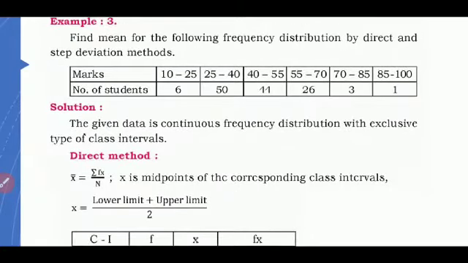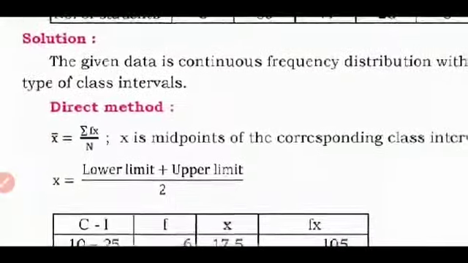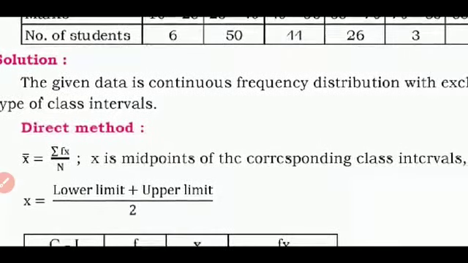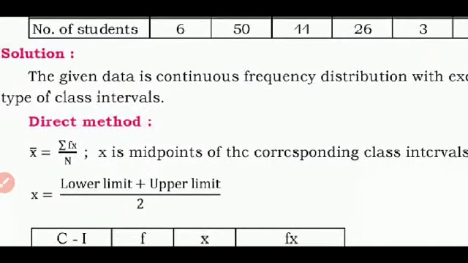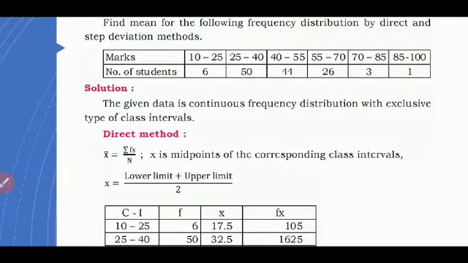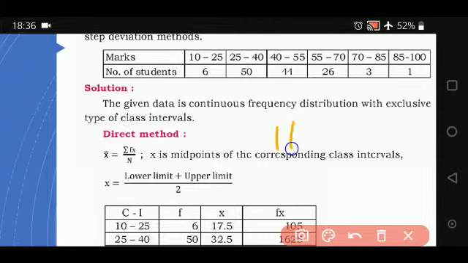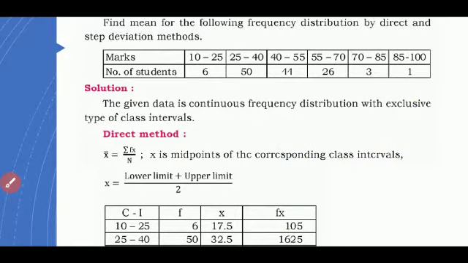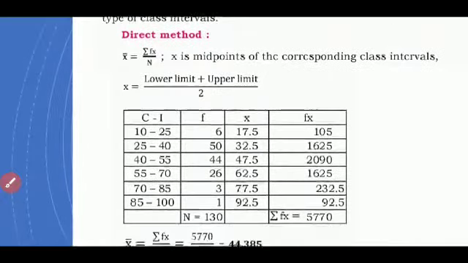The first step we are going to apply is the direct method. For the direct method, it becomes very necessary for us to take the midpoints of the class intervals. If x is given, we already treat x as the midpoint. Now for this class interval, we are going to take the midpoint. How do we calculate the midpoint? We are going to add 10 plus 25 divided by 2. This is nothing but 35 divided by 2 is 17.5, which is here, 17.5. Similarly, we are going to do the same thing. See, it's given also here.